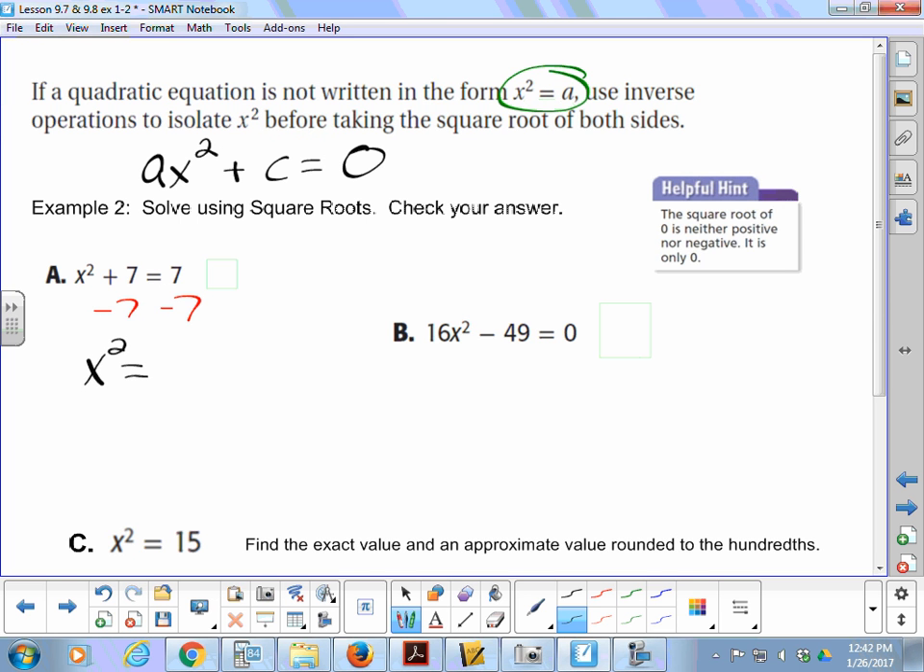So we get x squared equals 0. So take the square root of both sides. And this is the one and only case where there is only one solution. Because since 0 is neither positive or negative, and the square root of 0 is 0, you just get 0.